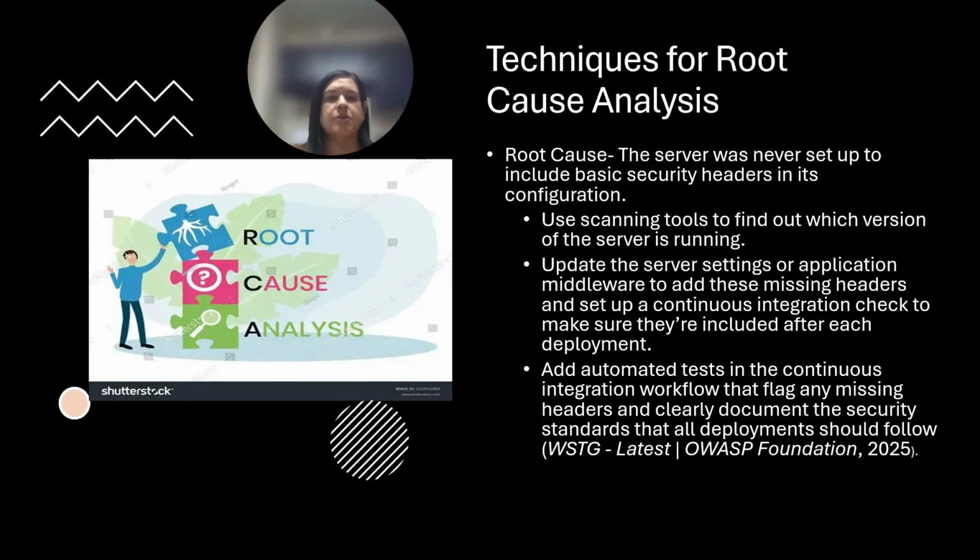The next slide shows you techniques for root cause analysis. The root cause was the server was never set up to include basic security headers in its configuration. And the cause analysis used scanning tools to find out which version of the server is running, update the server settings or application middleware to add these missing headers, and set up a continuous integration check to make sure they're included after each deployment, and add automated tests in the continuous integration workflow that flag any missing headers and clearly document the security standards that all deployments should follow.